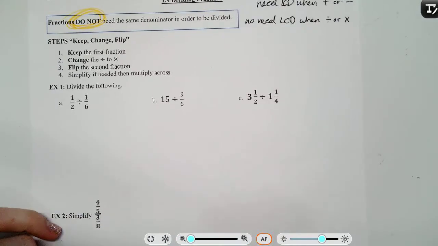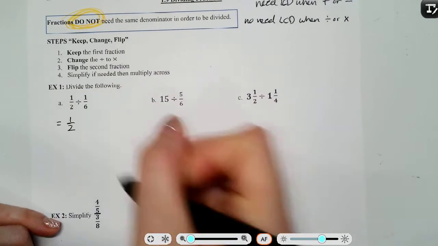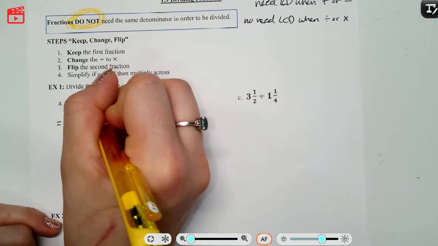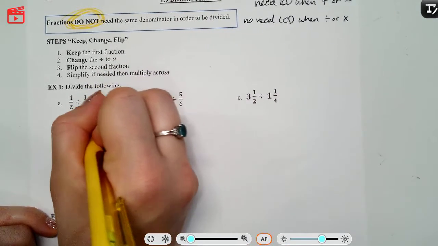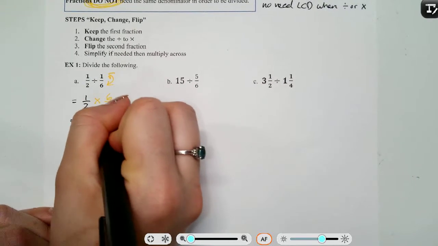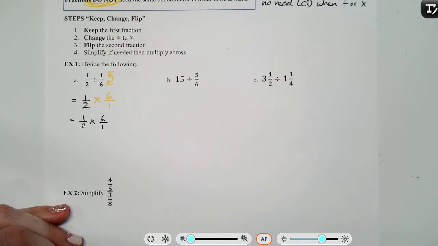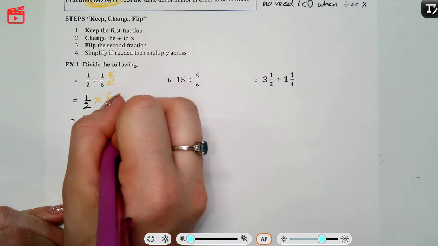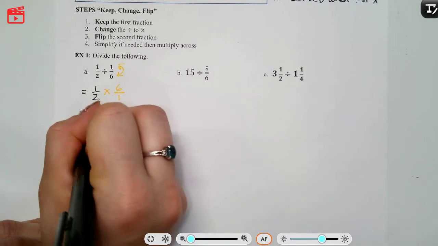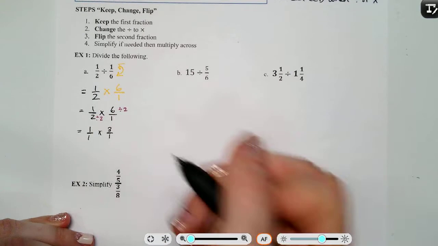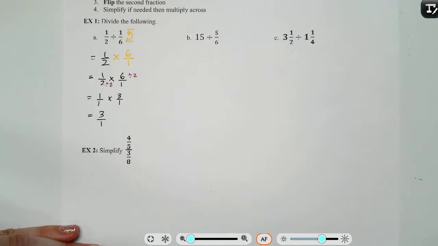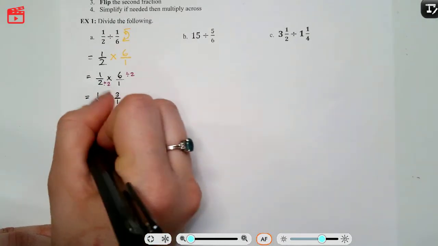All right, so keep the first fraction. Change the division to multiplication. And then flip the second fraction. All right, so now we've created a multiplication problem, which we know how to deal with. Can I simplify? Well, yeah, 6 and 2 are both divisible by 2. So we have 1 over 1 times 3 over 1, which is just going to be 3 over 1, which we know simplifies to 3. Awesome possum.